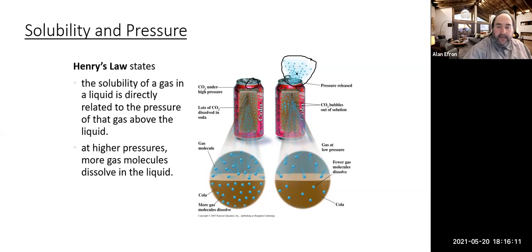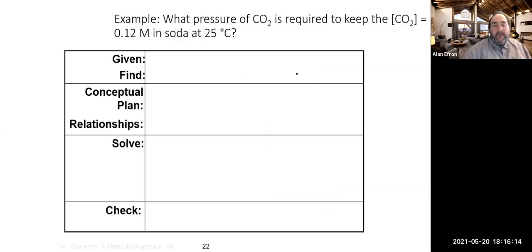So as I mentioned before, you can do some calculation using Henry's law. For example, here, if we wanted to figure out the pressure of CO2 that's required to keep the carbon dioxide concentration at 0.12 molar in soda at 25 degrees Celsius, we could use Henry's law, which is what we saw a second ago: concentration is equal to K_H times pressure. Sometimes people also use S for solubility, which is the same thing. Molar solubility is what the S stands for.